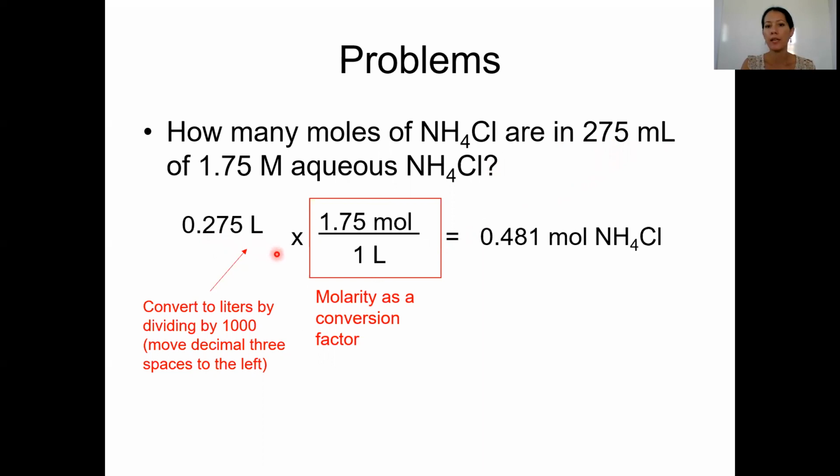Now I use molarity. And again, you need to know, do you multiply or divide? Here, let the units tell you. The big M means moles per liter. So expand the big M and write moles per liter and put the 1.75 moles on top and the 1 liter on the bottom. So the liters cancel and you get 0.481 moles of the ammonium chloride.